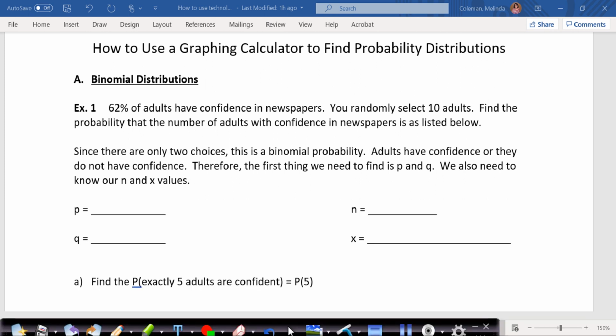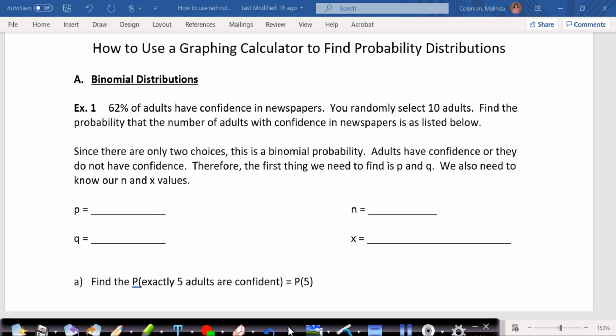All right, today's lesson is how to use a graphing calculator to find probability distributions. I am using the TI-84 graphing calculator simulator, but all graphing calculators will have something similar. You may have to Google to find exactly where the keys are on your calculator if it looks just a little bit different than the 84.